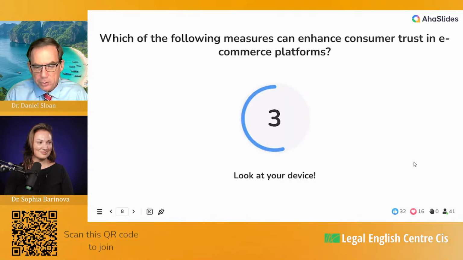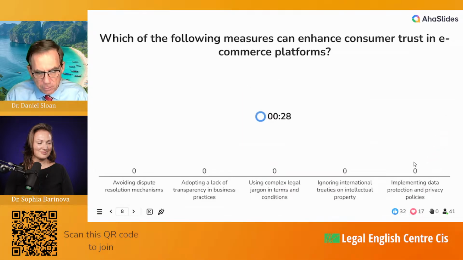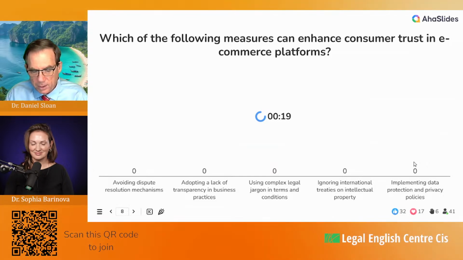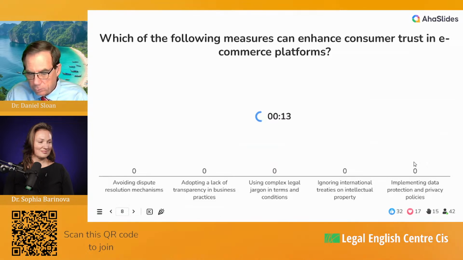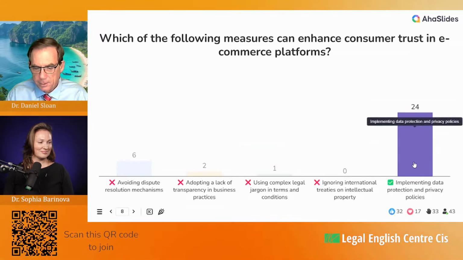So which of the following measures can enhance customer trust in e-commerce platforms? Avoid dispute resolution mechanisms, adopting a lack of transparency in business practices, using complex legal jargon in terms and conditions, ignore international treaties on intellectual property, or implementing data protection and privacy policies.